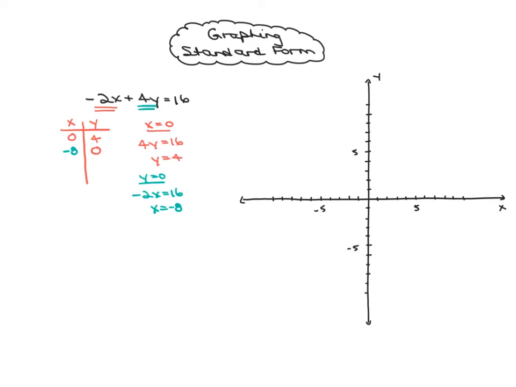This gives me 2 points that I can graph. 0, 4. X is 0, y is 4. And negative 8, 0. X is negative 8, negative 5, 6, 7, 8, and y is 0. There are my 2 points. I get out a ruler and connect those 2 points to graph my line. Nice and easy.